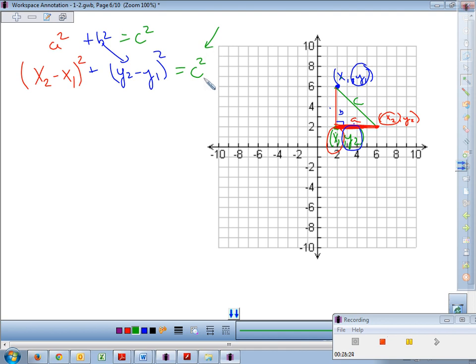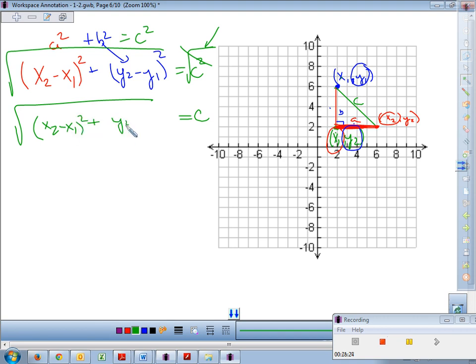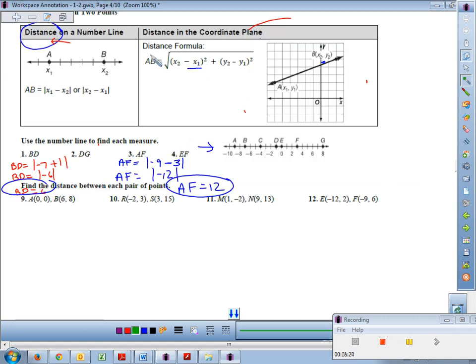All I want to do is get c all by itself. C is being squared. Does anybody know how to get rid of a square? Let's square root both sides. And if I do that, I would get those to cancel each other out. And I'd get the square root of the quantity of x2 minus x1 squared plus y2 minus y1 as a quantity squared. And instead of calling that c, what if I called that point A and that point B? Wouldn't that be the distance from A to B right there? That, my friends, is what this formula is. The distance from A to B equals the square root of x2 minus x sub 1 quantity squared plus y2 minus y1 quantity squared. It's just the Pythagorean theorem to find that distance right there.